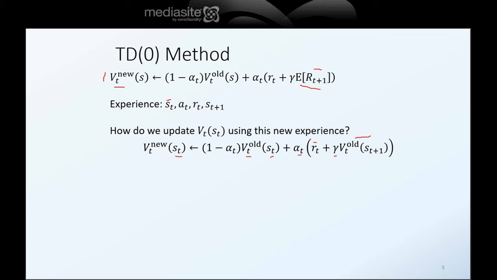And this V_t of S_{t+1} is, of course, by definition, the expected value of R_{t+1}. And this quantity within parentheses is called temporal difference target. And that's why the name TD.